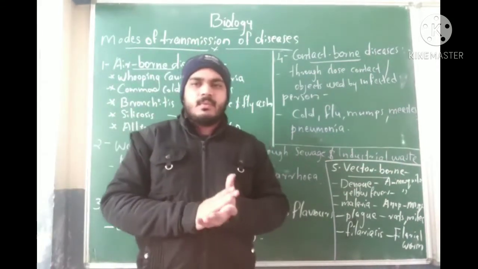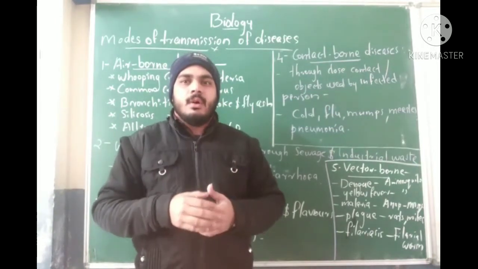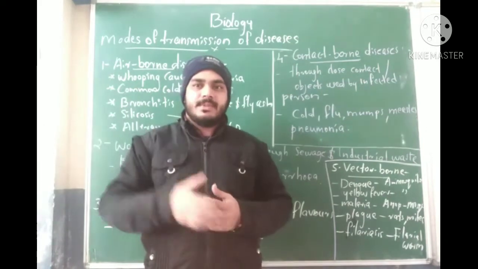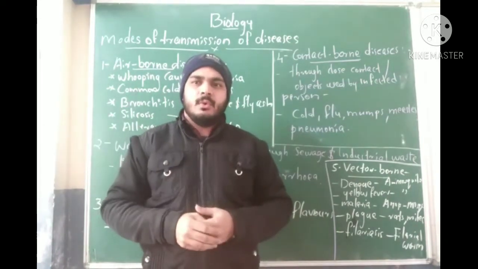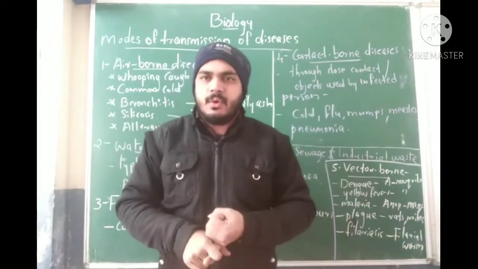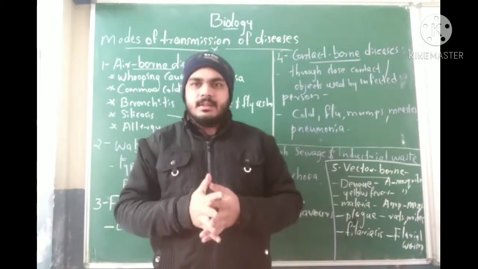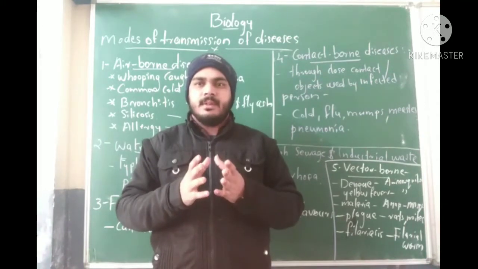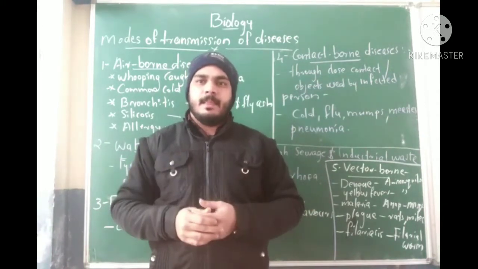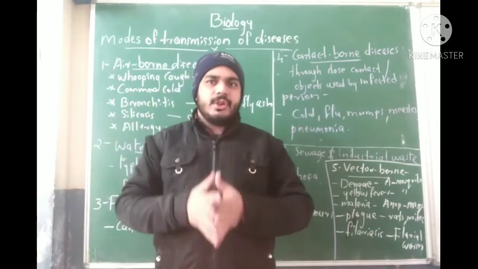Fifth one, vector-borne. Some diseases spread through disease-carrying organisms, called vectors. There are many types of vectors, such as mosquitoes, flies, and rats or rodents. These types of organisms carry the disease. Now I am going to introduce some of these diseases.